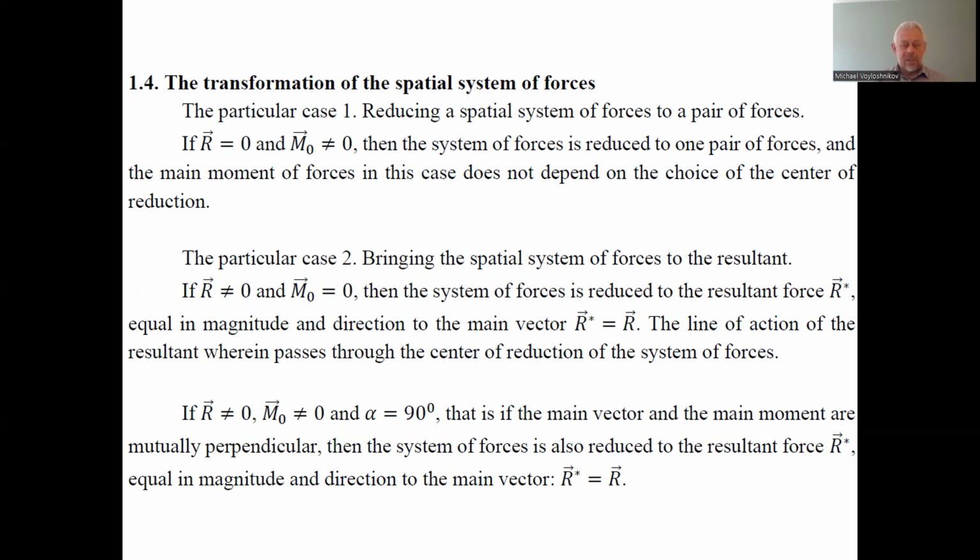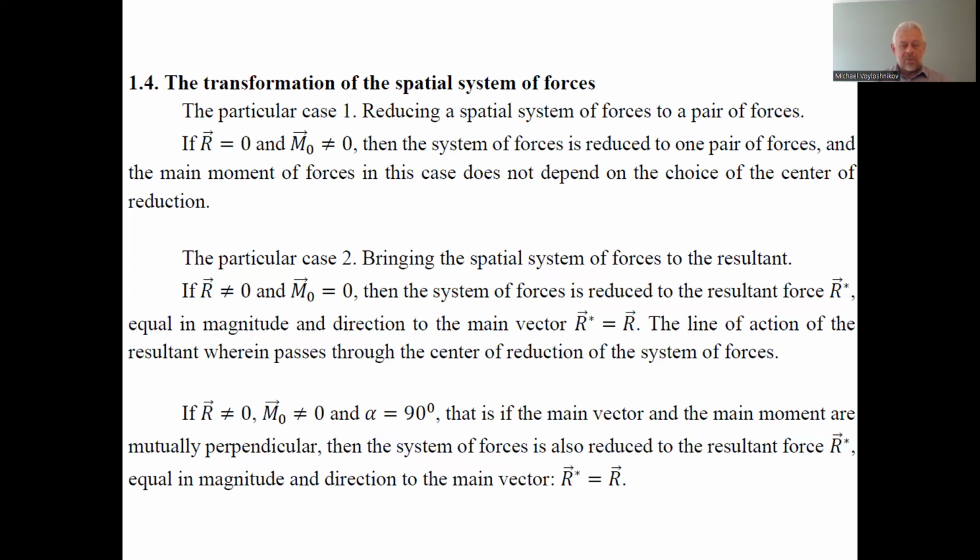But if the force is equal to 0 and the moment is not equal to 0, then the system of forces is reduced to the moment, to the pair of forces, and the moment acting on the system we can apply to any point as well. That's why the pair of forces which cause the moment we can also apply to any of the points of the mechanical system, like an absolutely rigid body, or the material point, or the system of bodies. The particular case 2, bringing the special system of forces to a resultant.